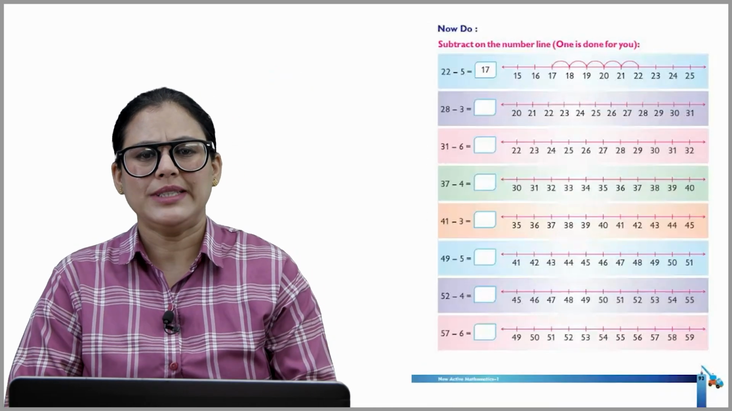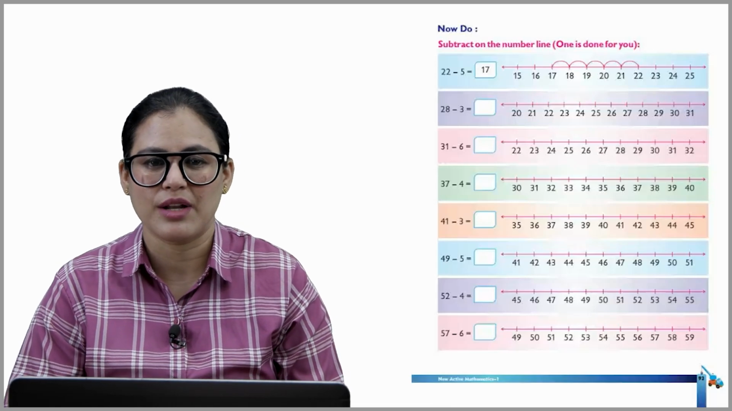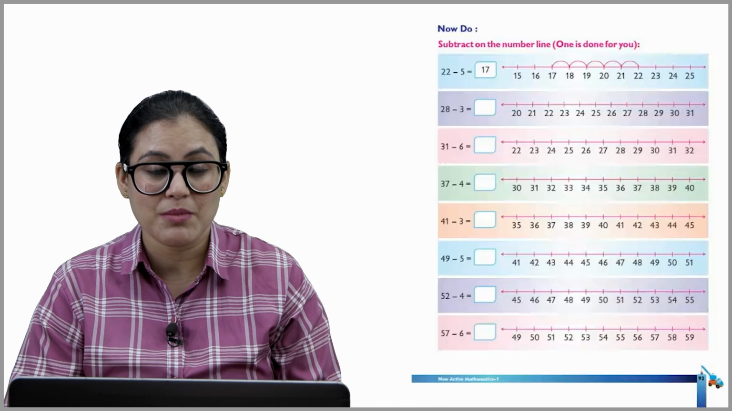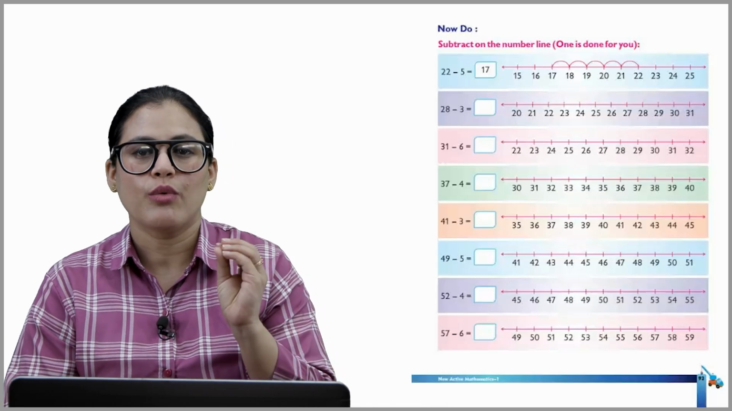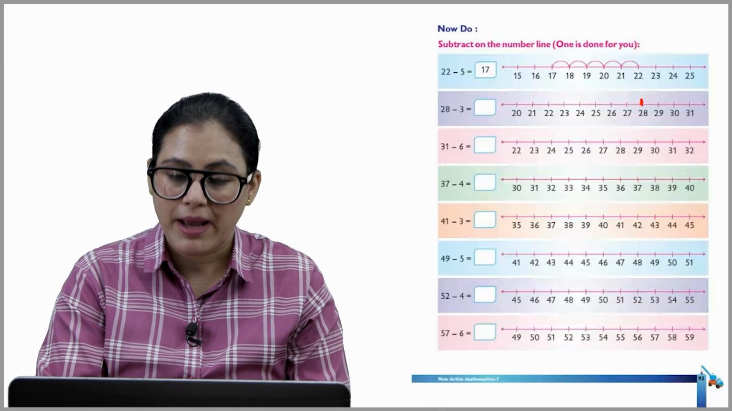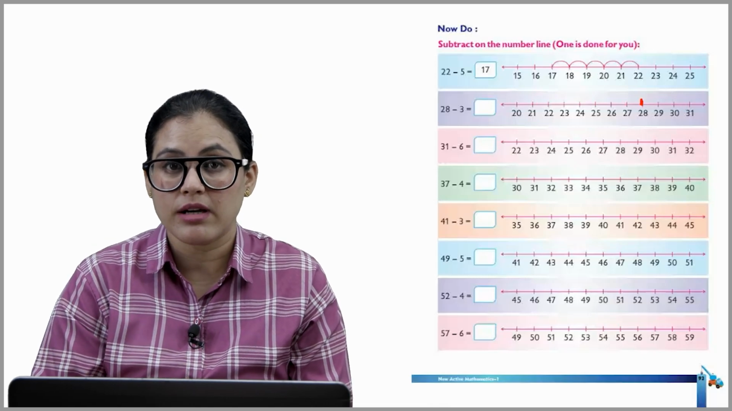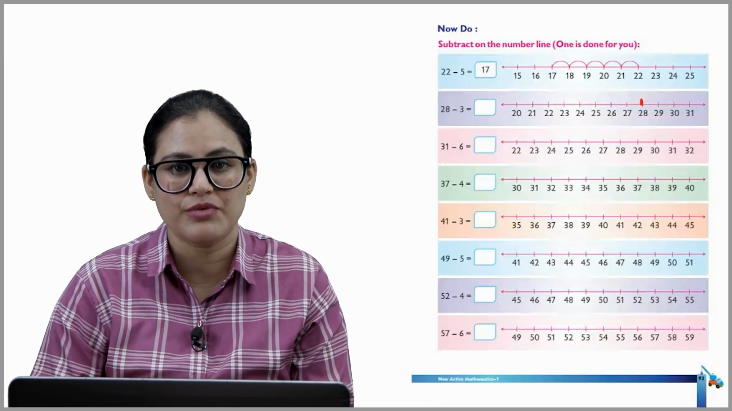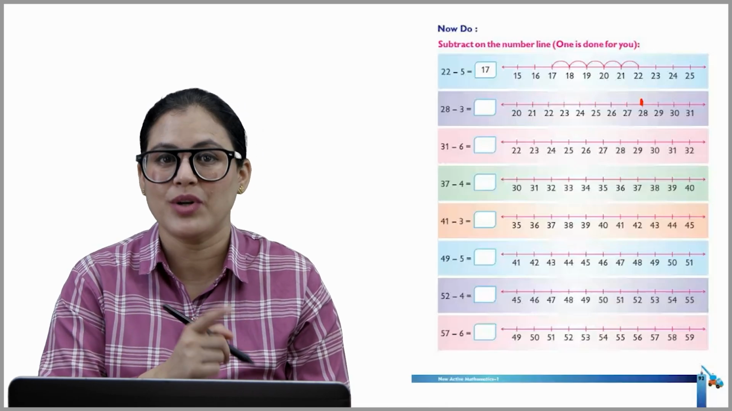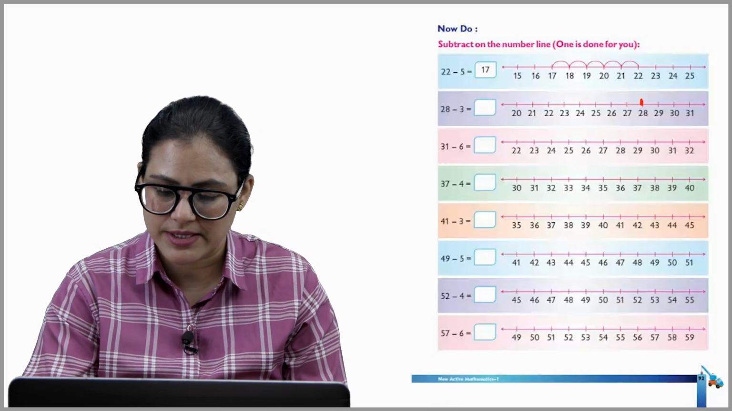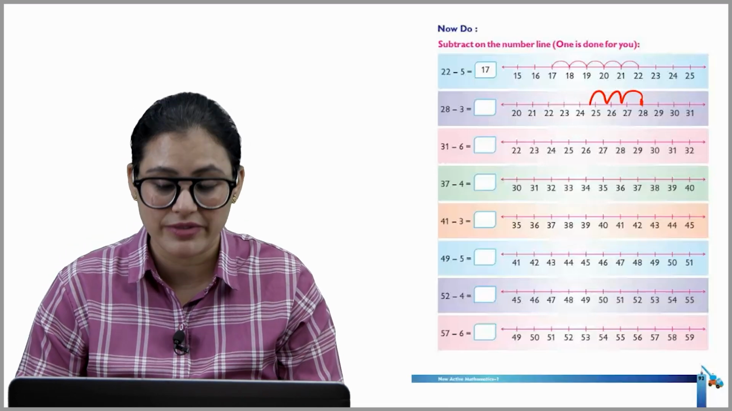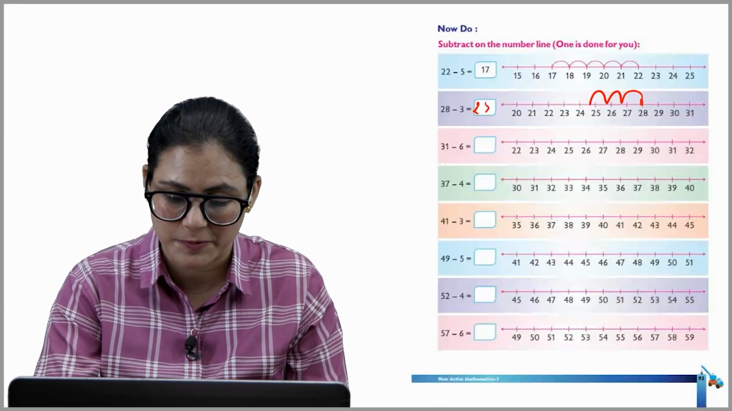Now let's subtract on the number line. One is done for you. We'll do the next part, 28 minus 3. We will start from 28. That means we will make 3 small jumps starting from 28, and we will jump backward, not forward. So we'll make 3 jumps. 1, 2, 3. So we arrive at 25. So the answer is 25.